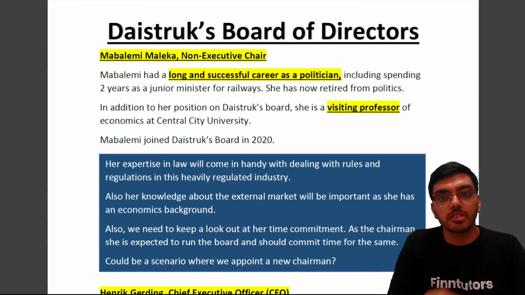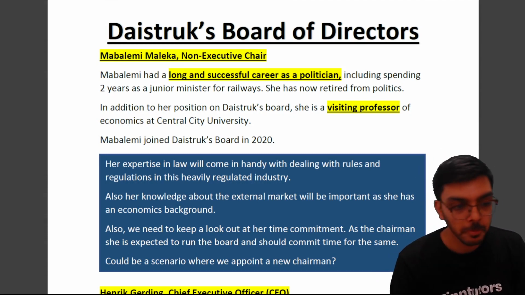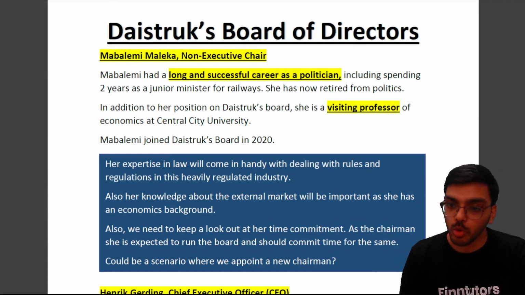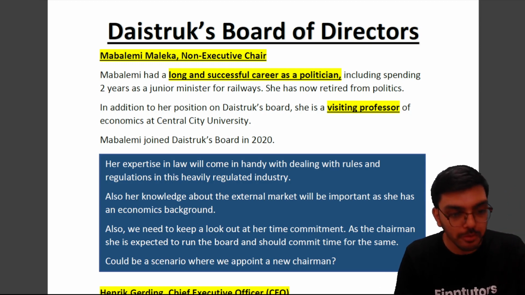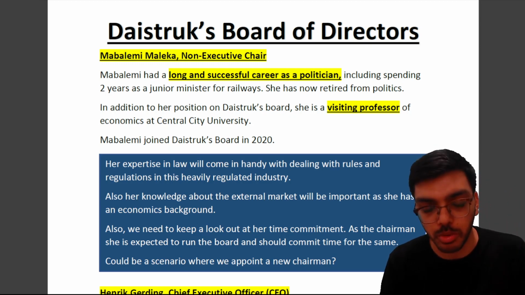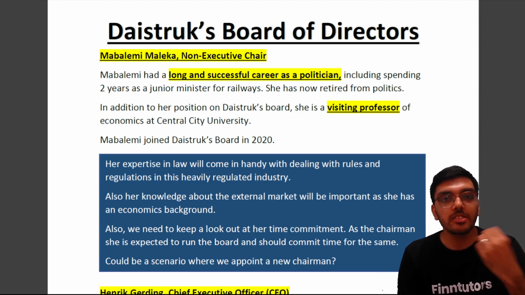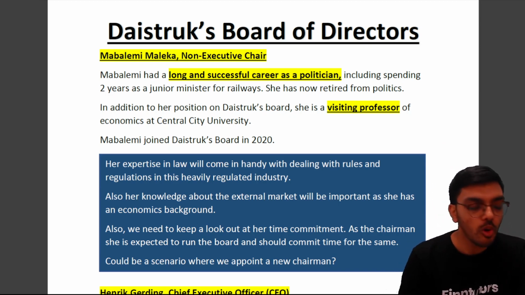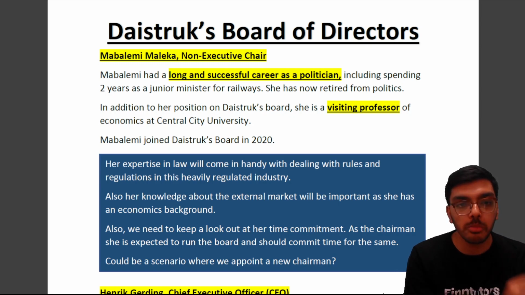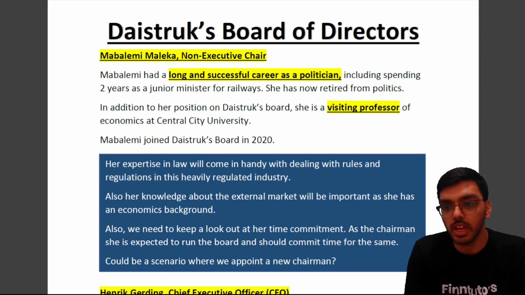Now to Daistruk's board of directors. Now, obviously, you learned everything about the company, but you have to learn about the people who run this company. You have to learn about the people who are leading this company, and that's the board of directors. So, firstly, it's important to know the board of directors because they are important people.